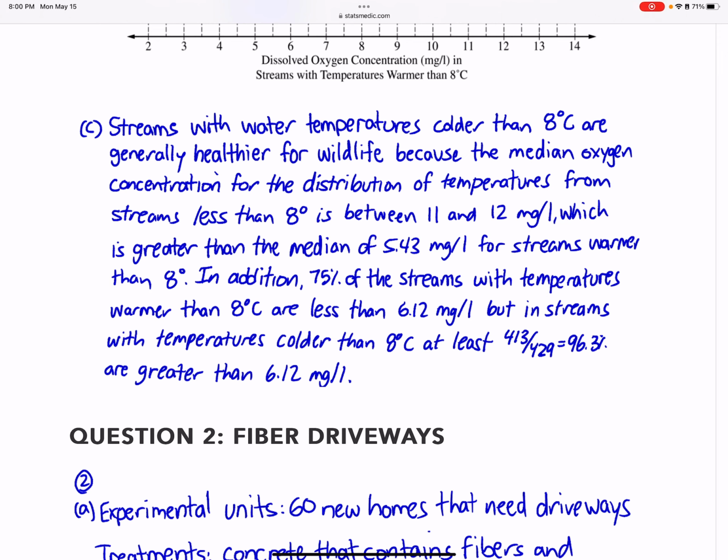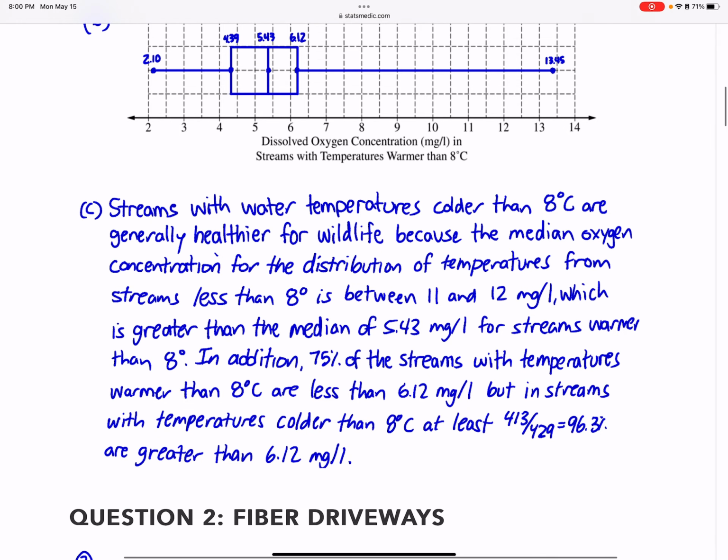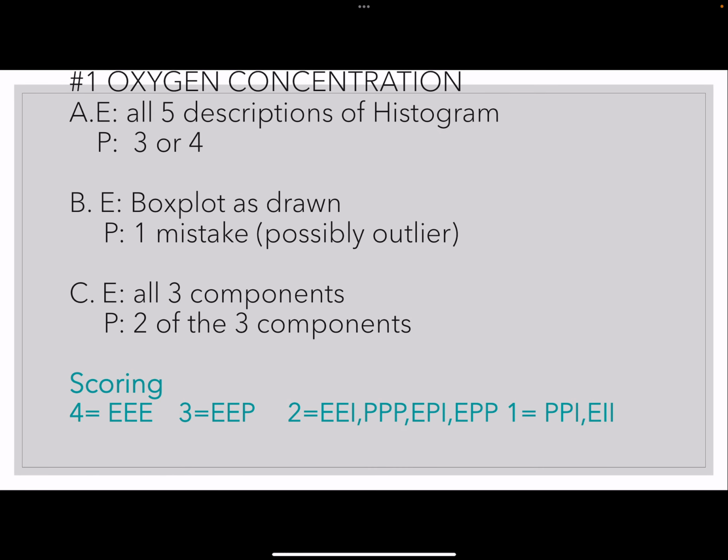So you could use any 2 things that compare them and show your proof that the streams with colder water temperatures are generally healthier. So that's the second point. And the third point is just to go ahead and put it in the context of this problem. So I have an E as all 3 components and a P as 2 of those 3 components. The scoring is below, and you need all E's to be able to get a 4, then 3, 2, and 1. I did not put the I's here. That's just assumed if it's less than the P, it's going to be an I.